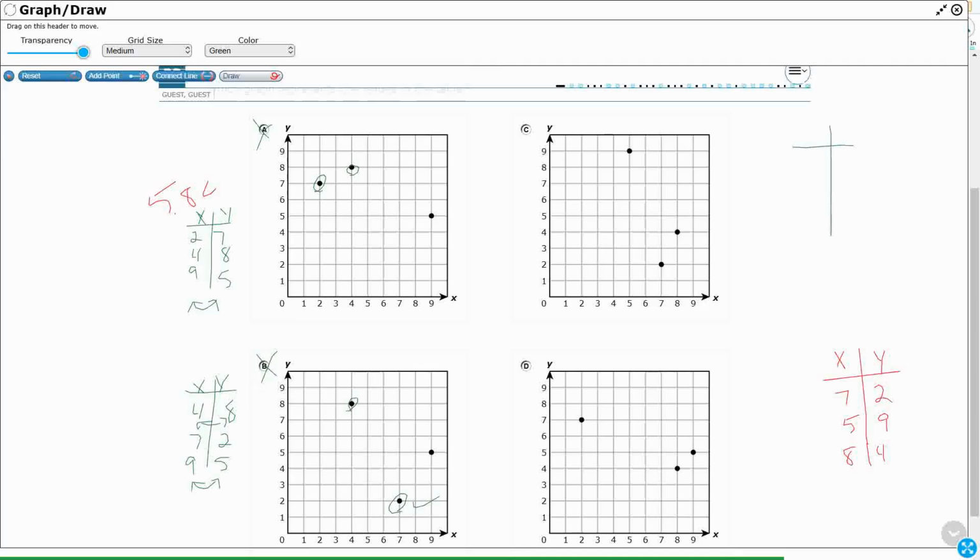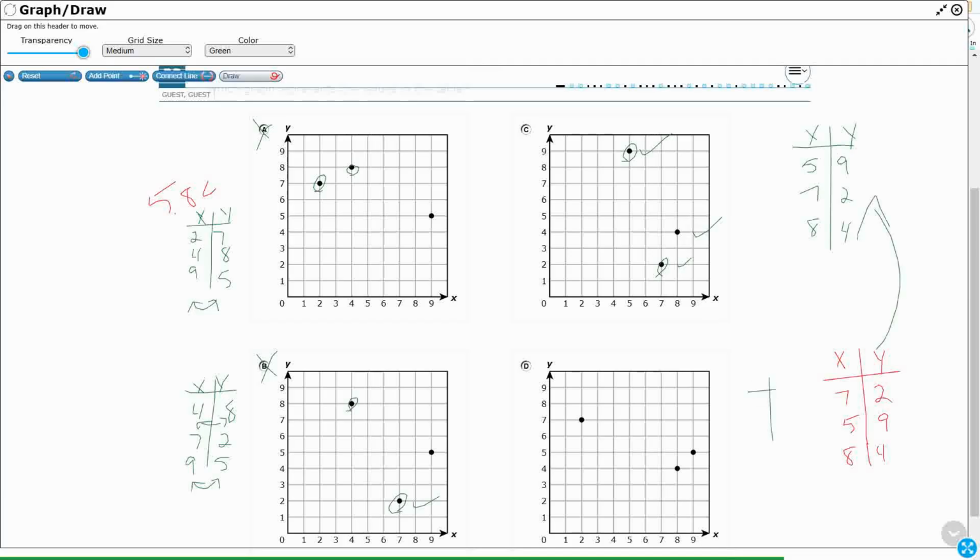Let's check C. X and y. All right, x of 5, y of 9. That works. Next is x of 7, y of 2. That works. And then x of 8, y of 4. Hey, we got all 3. So that works up there.